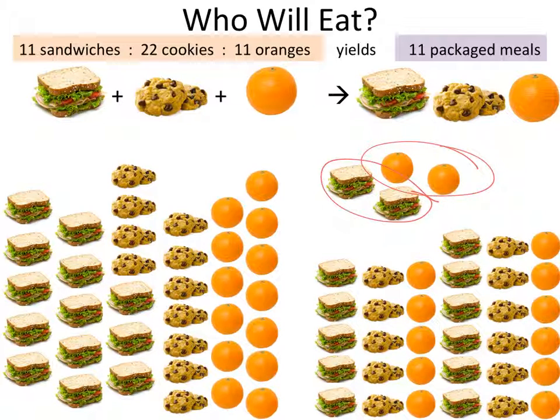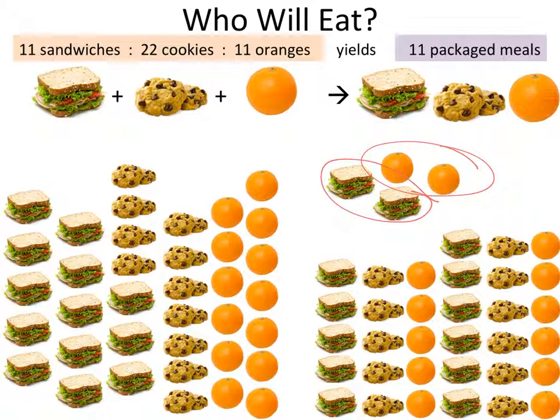The problem with this is, as you can see circled here, that we have these 2 sandwiches and 2 oranges that are unreacted. They're left over. There are no sets of cookies that go along with these. So we've been able to create 11 sets of meals, and we have these leftover items. The more important thing, however, is what dictated how many packaged meals could be created? Well, we had 13 sandwiches, 13 oranges, and 11 sets of cookies. And what we created was 11 packaged meals.